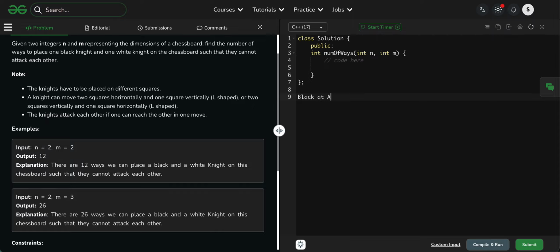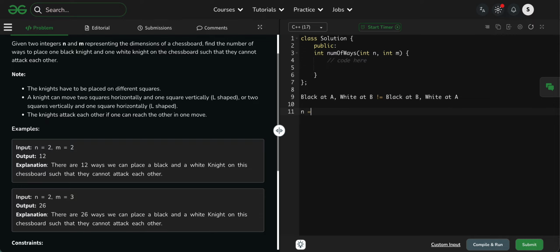Which means, if I write black at A and white at B, that is not equal to black at B and white at A, right? So the order matters. Now I just consider n equal to 2 and m equal to 2.